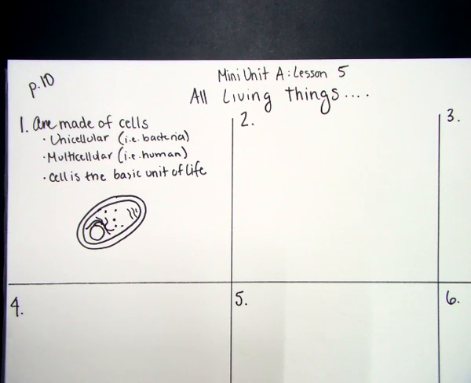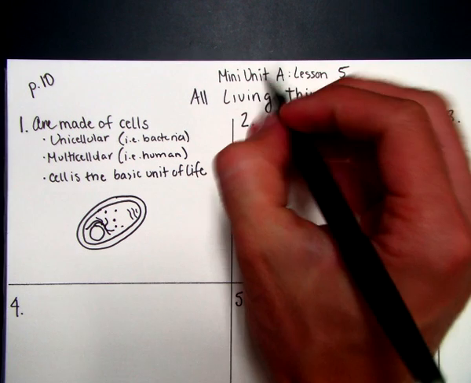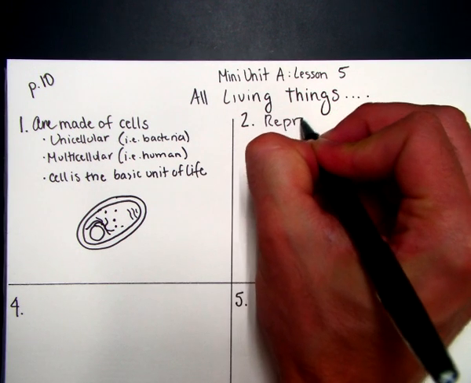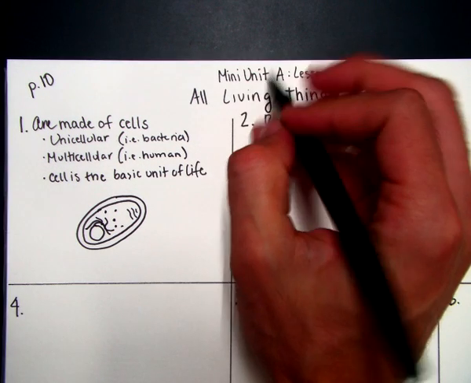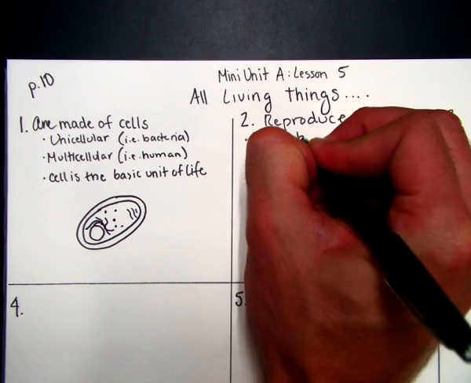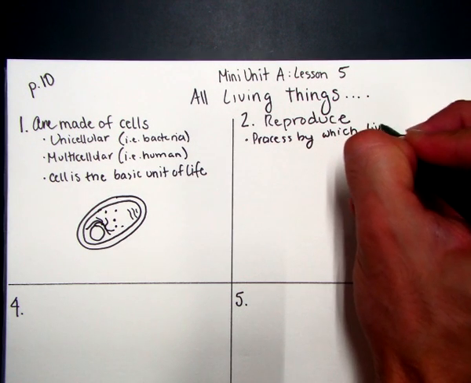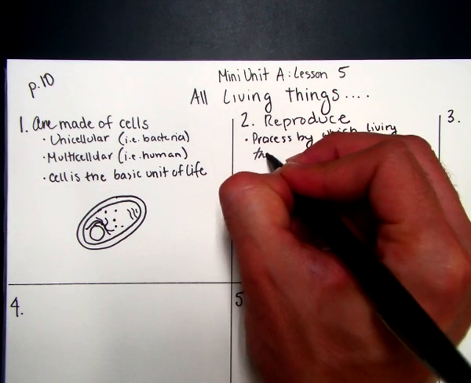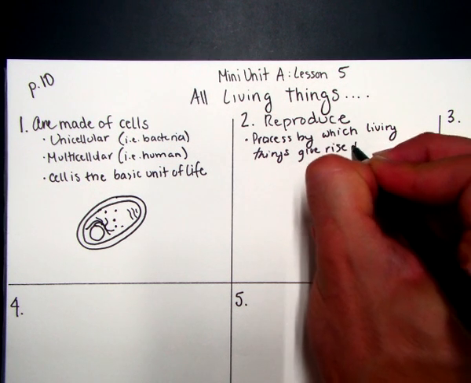The second thing is that all living things are able to reproduce. All living things are able to reproduce, which we talked about a little bit ago. And this is just referring to the process by which living things give rise to offspring.